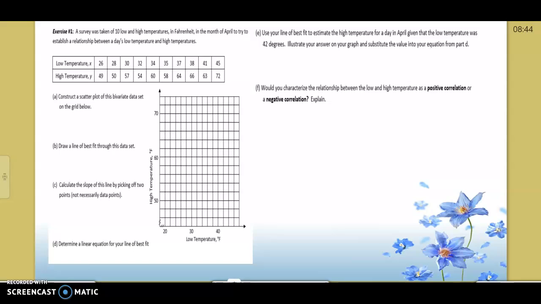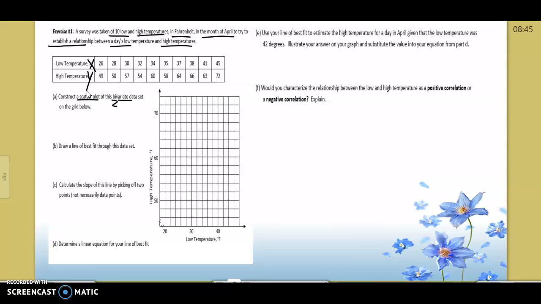A survey was taken of 10 high and 10 low temperatures in Fahrenheit for the month of April. Perfect. We are in the month of April. Let's try to establish a relationship between the day's low temperature and the day's high temperature. Right now, we're just going to do a scatter plot for this bivariate set of data, by plotting the x values that are all going across and all of the y values.